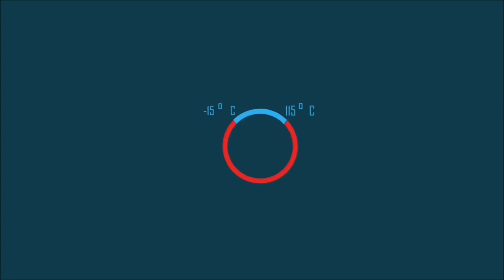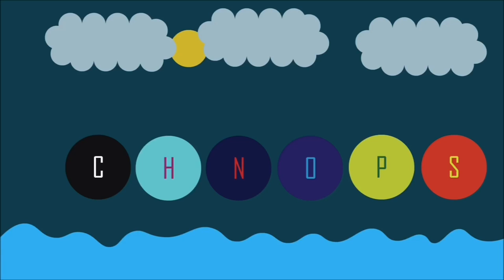Second, a planet needs to have a clean source of water available on a regular basis. Third, a planet needs to have the right atmosphere to provide a shield from harmful radiation, trap in the appropriate amount of heat, and provide necessary elements for life, such as carbon, hydrogen, nitrogen, oxygen, phosphorus, and sulfur.